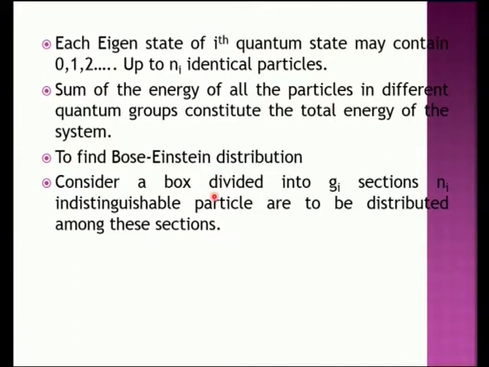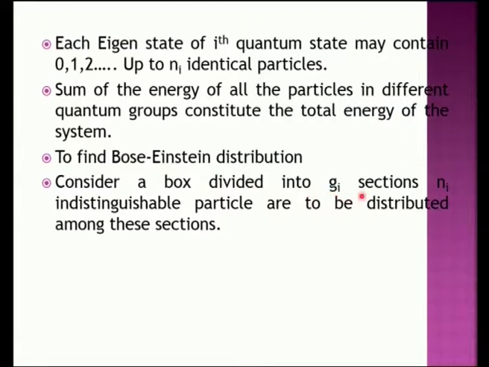Now, the sum of the energies of all the particles in the different quantum groups constitutes the total energy of the system. So, the total energy of the system is obtained by adding all the energies of each particle. These are all the basic assumptions we need to make to derive the Bose-Einstein distribution law.